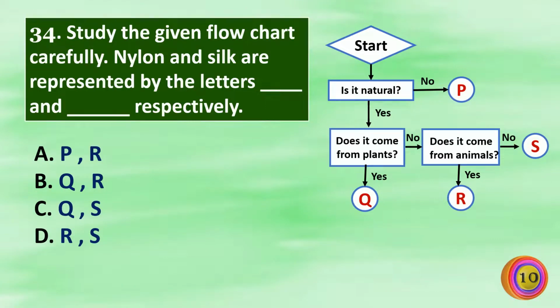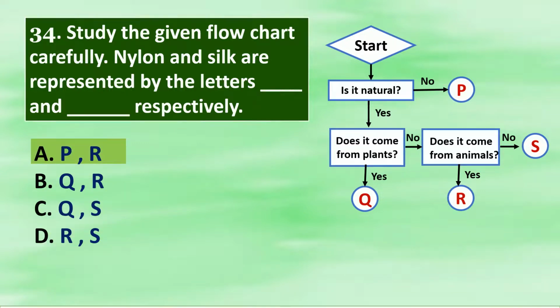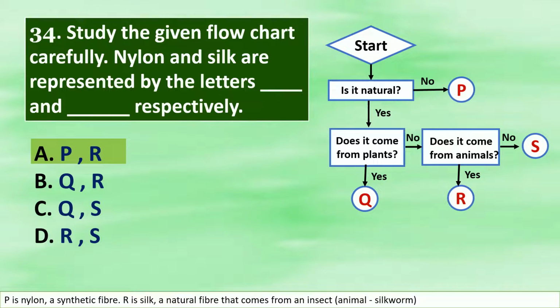Study the given flowchart carefully. Nylon and silk are represented by the letters dash and dash respectively. The answer is option A. P is nylon, a synthetic fiber. R is silk, a natural fiber that comes from an insect.